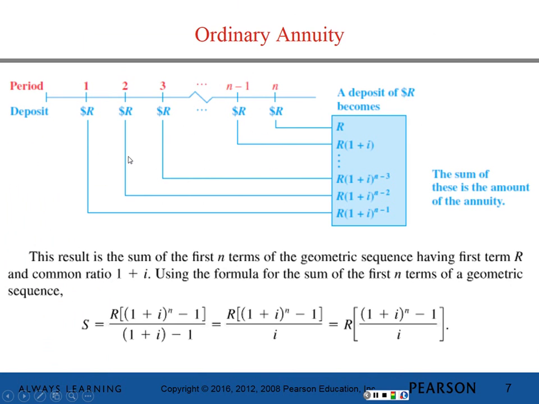And basically what we're doing when we have an annuity is it's the sum of a set of geometric terms. We're not going to talk a lot about sequences and series in this class, but it's using a geometric sequence. And that's where the formula actually comes from.